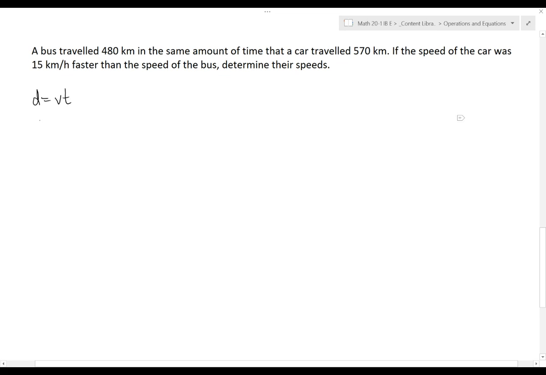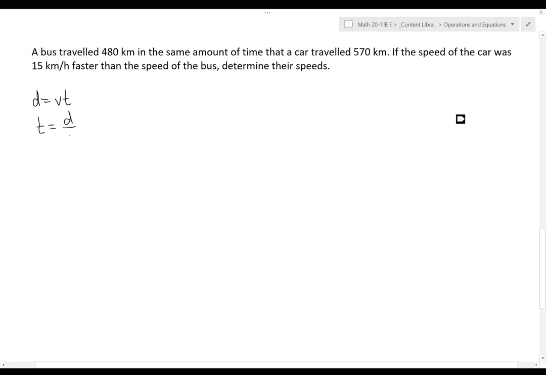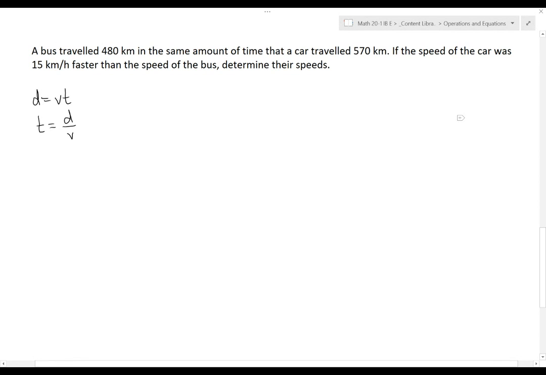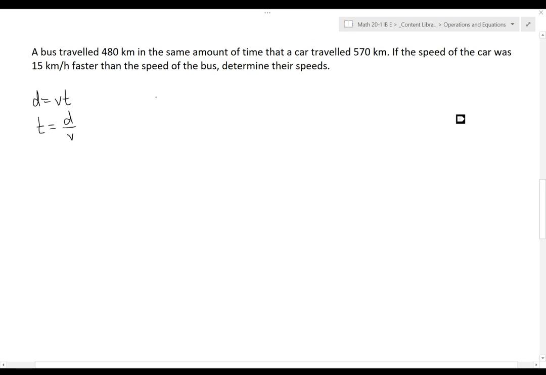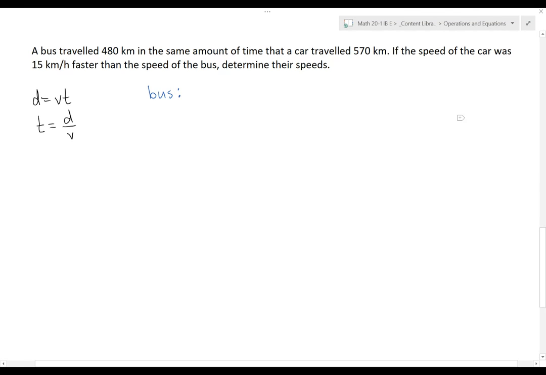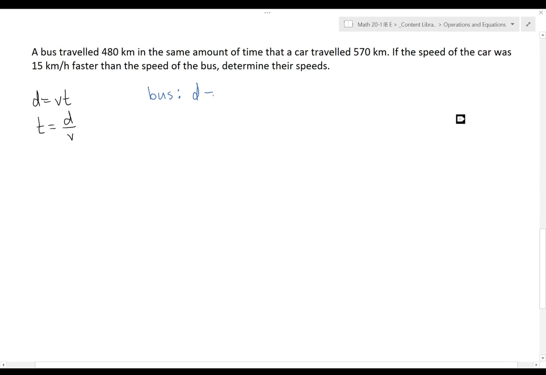But in these types of questions, we're pretty much always going to work with them in the form time equals distance divided by velocity. So that the time it takes to travel somewhere is going to be the distance you need to travel divided by the speed at which you are traveling. So we have a bus traveling 480 kilometers. So for the bus, I'm going to think about these three things. The bus, I know that the distance is 480 kilometers.